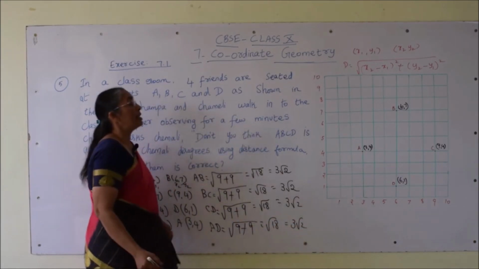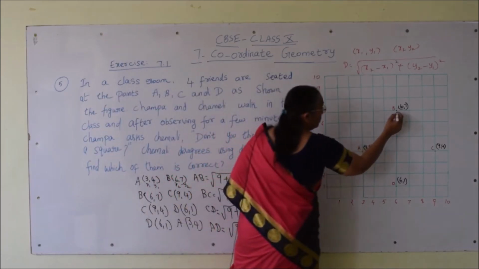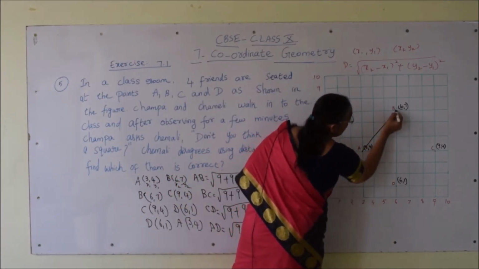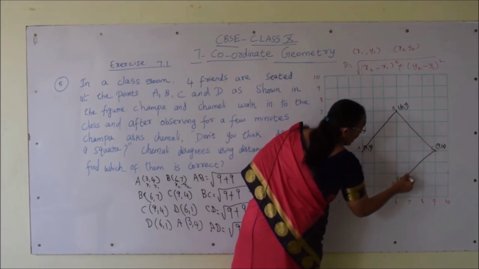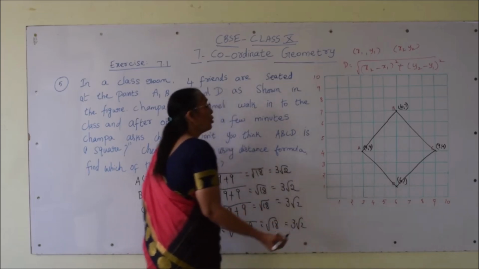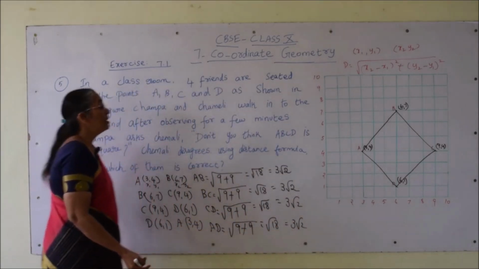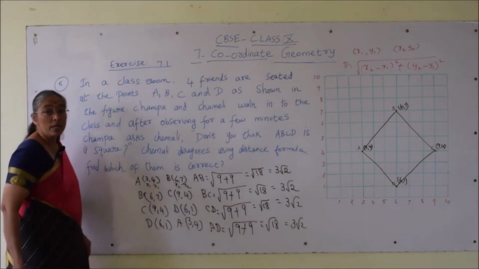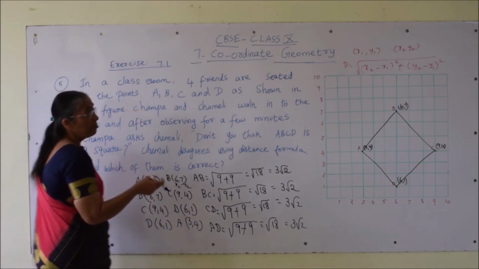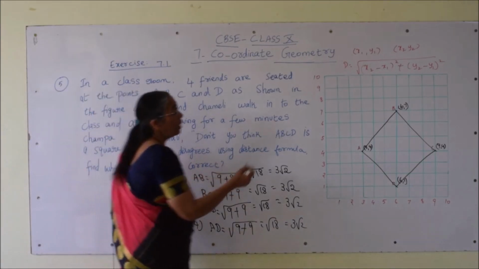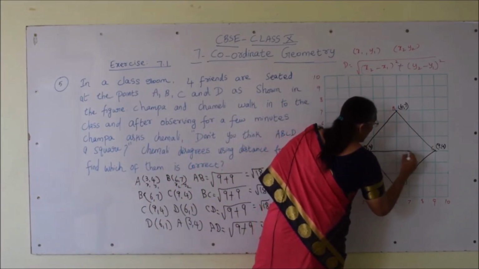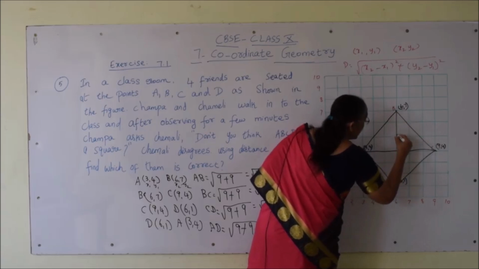So, the distances AB, BC, CD and AD are equal. All the four sides are equal, but we can't decide whether they are forming a square or a rhombus now. So, to check whether they are forming a square, we have to find the distance between AC and BD.